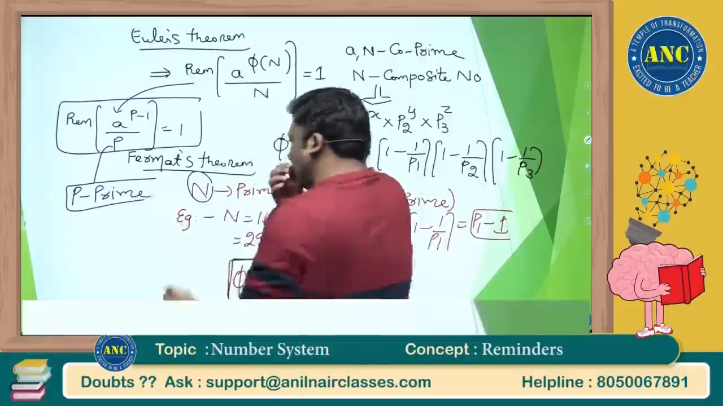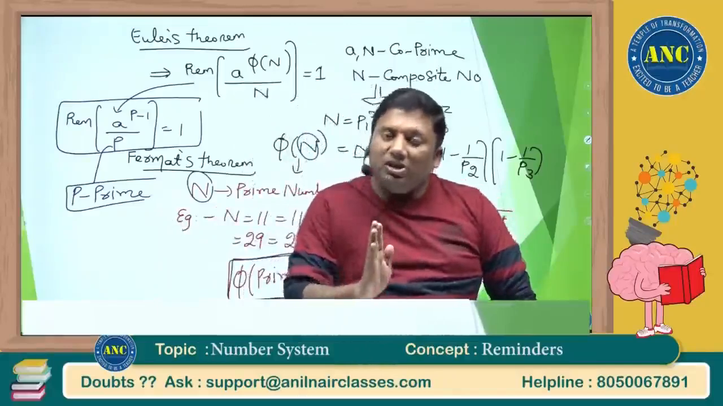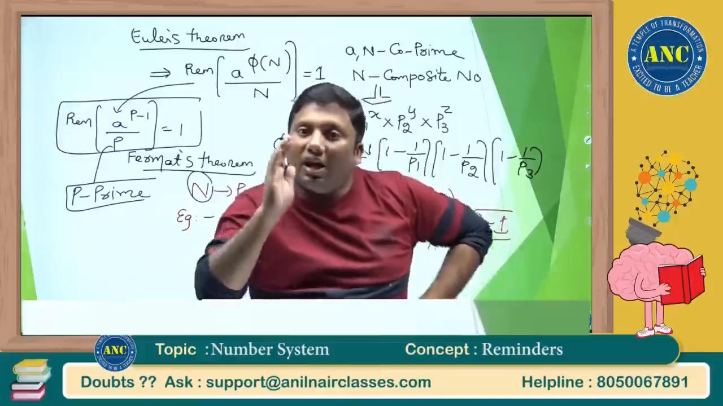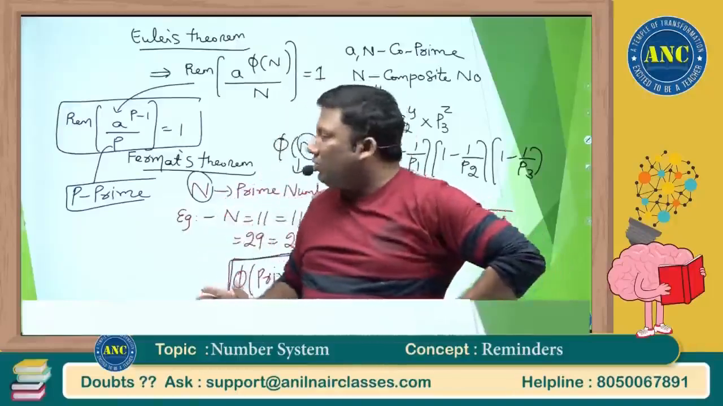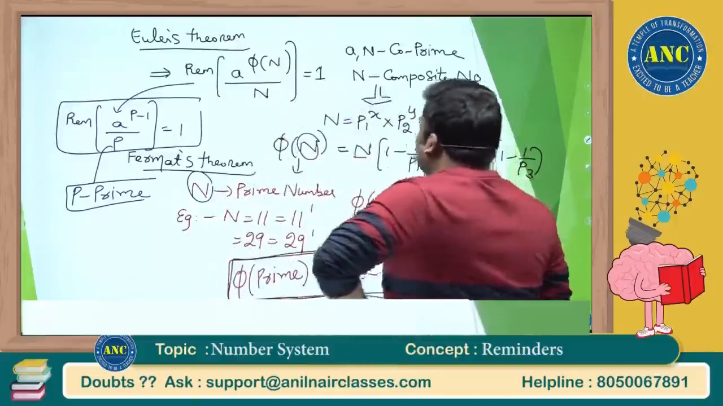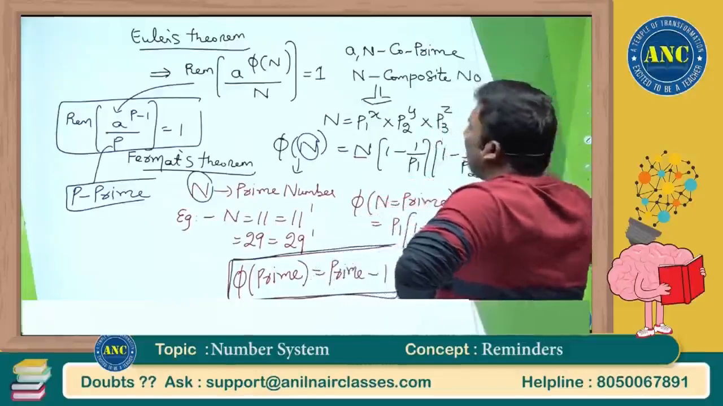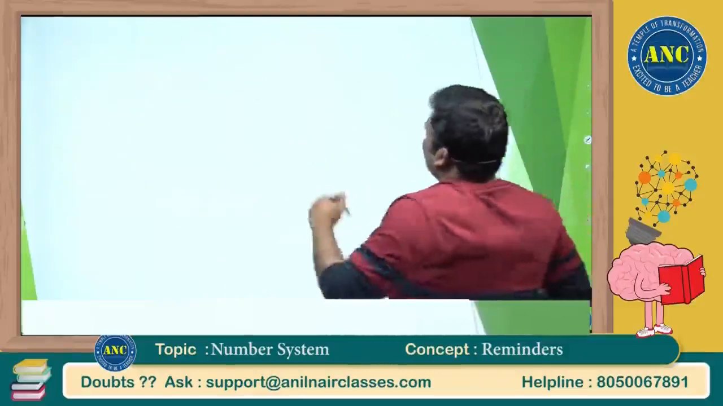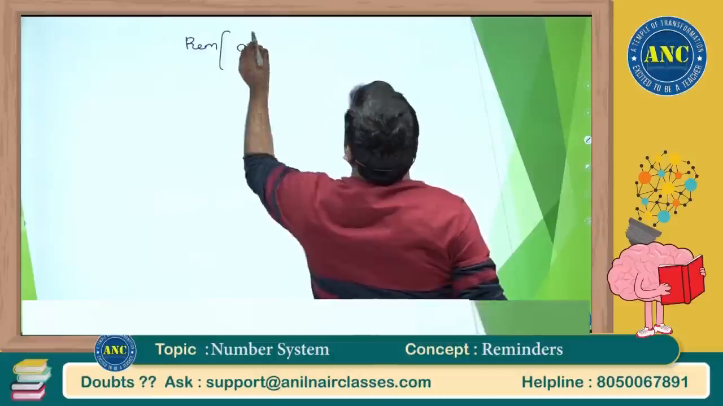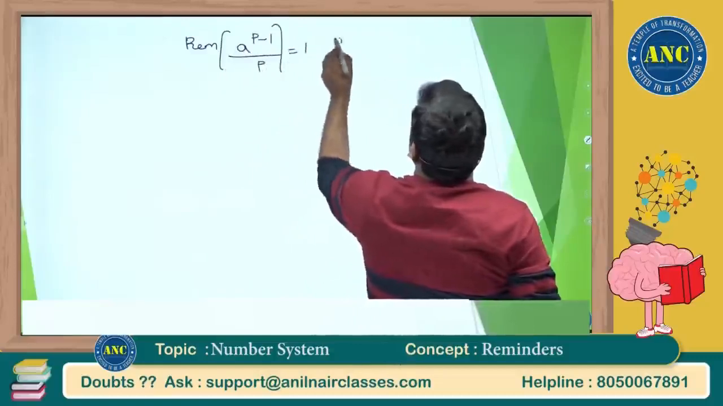very important concept. The difference between Euler theorem and Fermat's theorem is, Euler theorem is used when the denominator is a composite number. Fermat's theorem is used when the denominator is a prime number. If the denominator is a prime number, then the quotient function of a prime number becomes a power p minus 1 divided by p equivalent to 1.